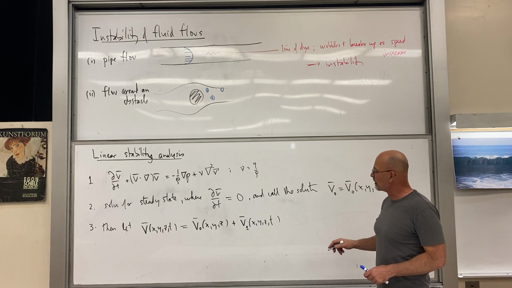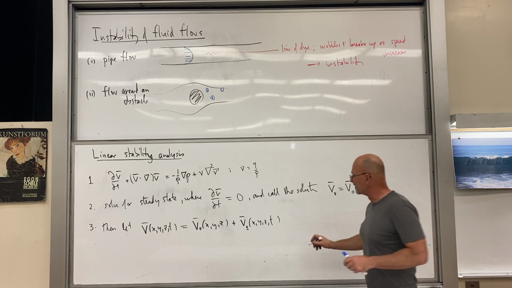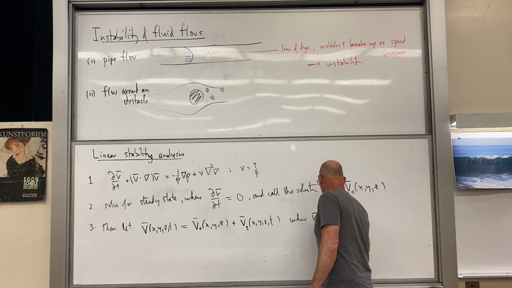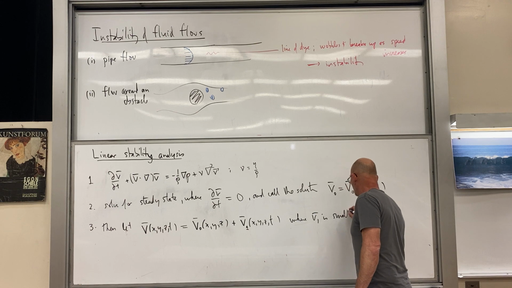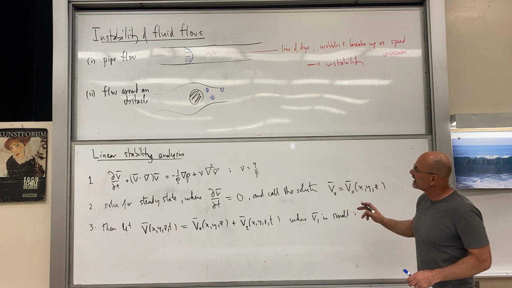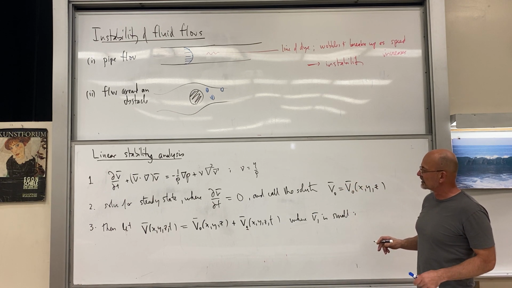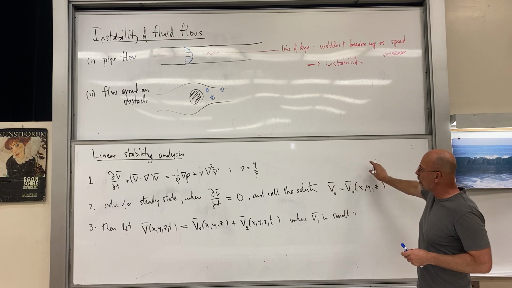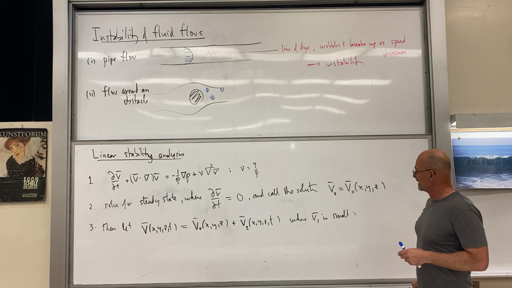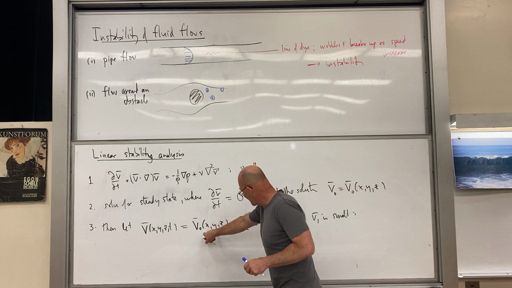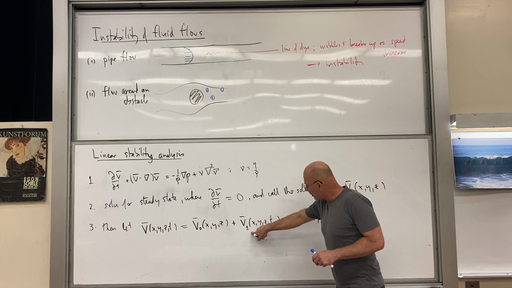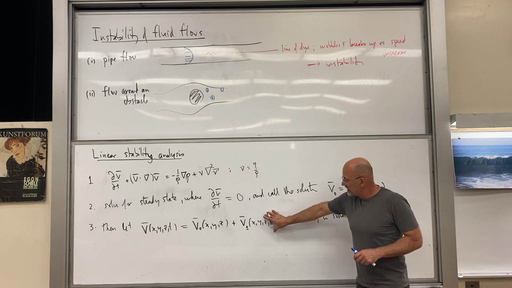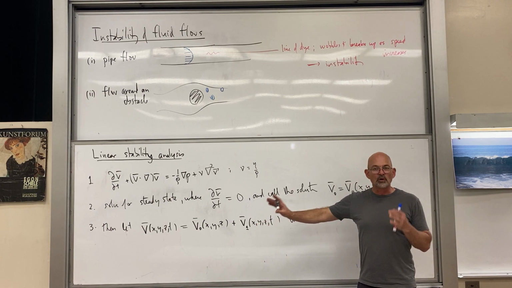And v1 is small. So, because v1 is small, we're going to linearize. And then we have to linearize the Navier-Stokes equation. I'm just going to write the whole thing out. It's not that bad. You've got these two. This is your steady state. This is v1. You want to linearize it and find out, does v1 grow?